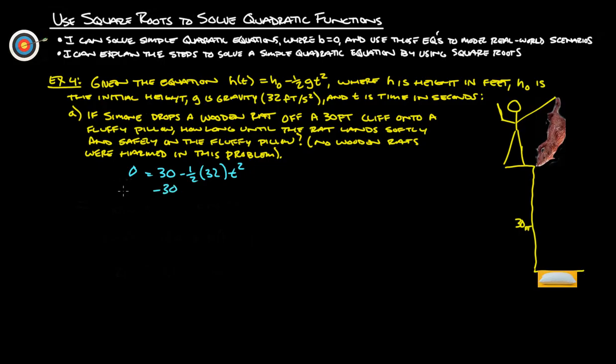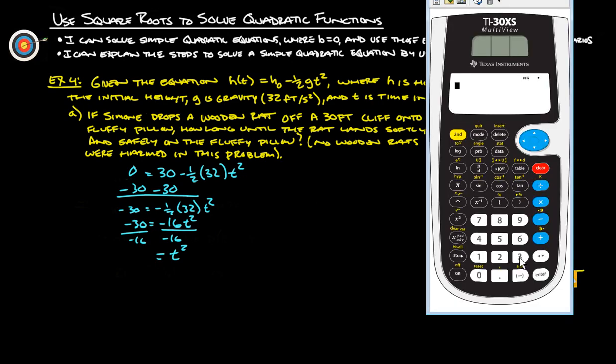So subtract 30 from both sides. Negative 30 equals negative 1/2 of 32 times t squared. Half of 32 is 16, so that's going to have a negative on it as well, so negative 16 t squared. So we divide both sides by negative 16, and that will tell us that time squared is going to equal negative 30 over negative 16. So 30 divided by 16 is 1.875.